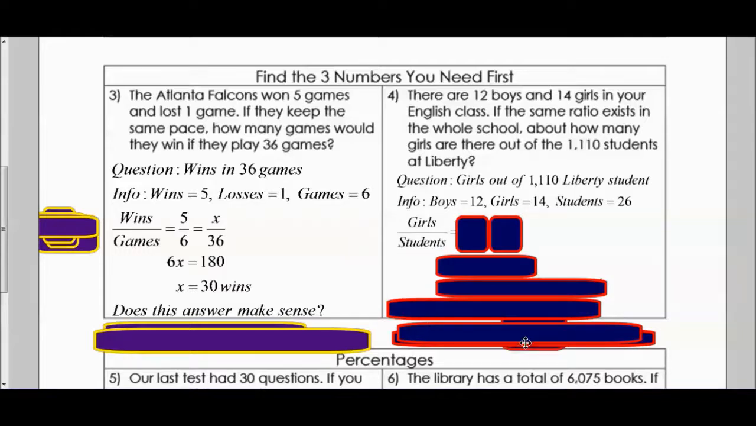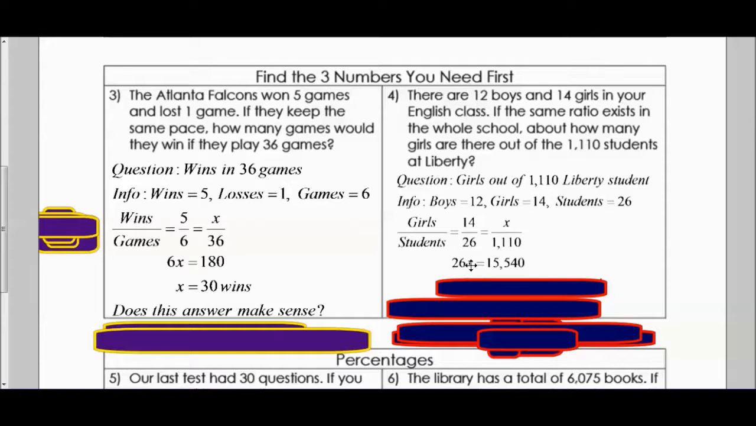All right, and the girls to students is what we're comparing. Again, that's just driven by the question, the number of girls out of the total number of students. Girls to students, that's 14 girls to 26 total students, as compared to some number out of 1,110 total Liberty students. We cross multiply, and our last step is dividing by this 26, and we get 597.97 girls. So really that's an approximation. We would definitely see that rounded, and the question kind of lends itself to that, about how many. So we're going to say 598 girls.